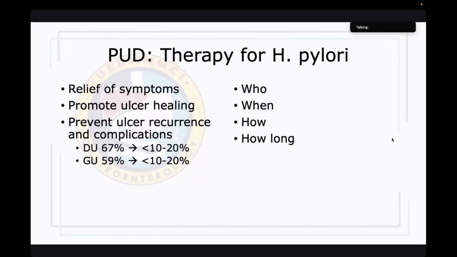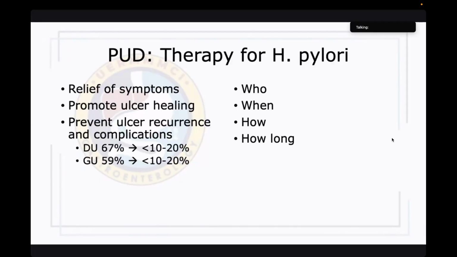So the consensus among the different societies is that H. pylori should be eradicated in patients with documented peptic ulcer disease. Why? Because H. pylori is a known carcinogen. It is a risk factor for gastric cancer. So aside from the fact that it's the most common cause of ulcers, it can also lead to gastric CA, MALT lymphoma, and eradicating H. pylori can help prevent this.